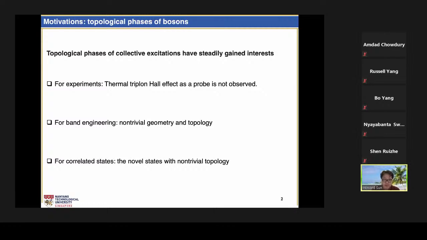The second one is for band engineering itself. We want to provide more simple models with non-trivial geometry or topology, which can provide more insight into this band engineering. And the third one is for the more complicated cases. This is the correlated states, because we know that in the zoo of the correlated states, a lot of novel quantum states with non-trivial topology can be hidden. So these are our motivations.